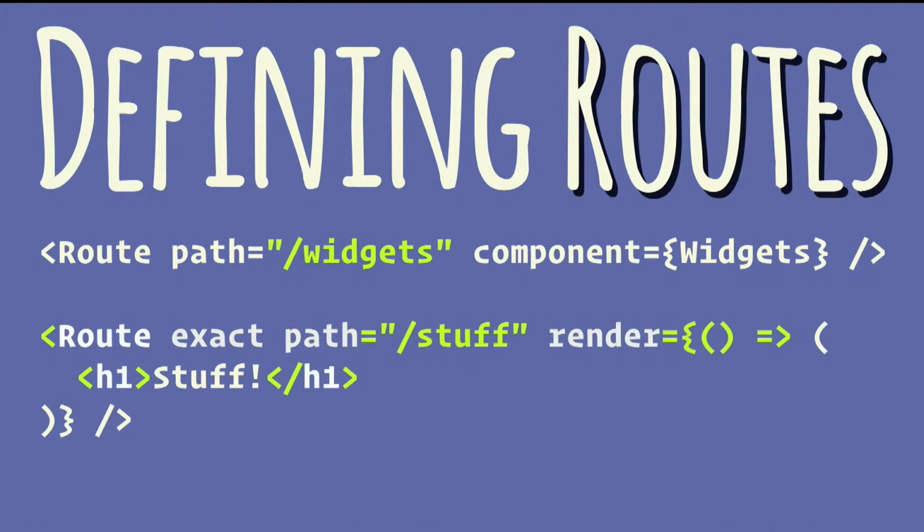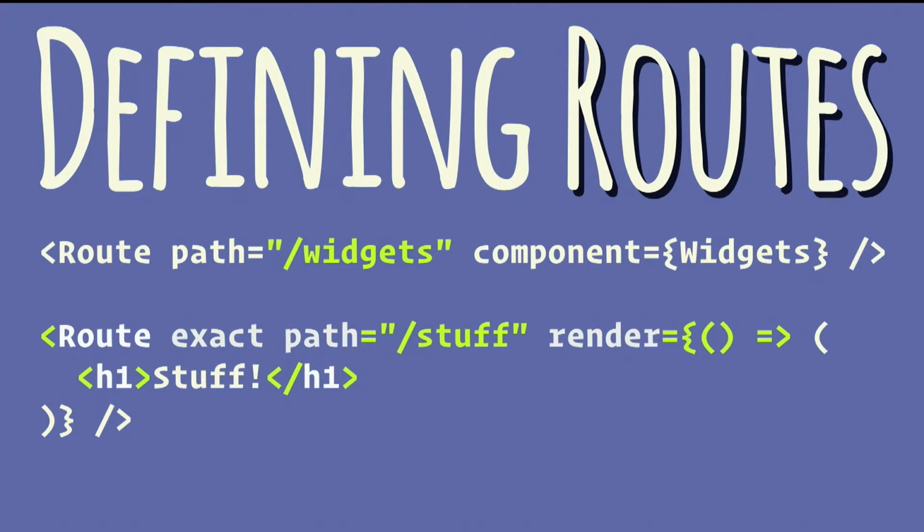Can anybody think of why you might do that instead of the other way? What's something you could do with the second way that you couldn't do with the first way? Yeah. Well, as long as you've defined the component. Can't pass any props the first way, can you? You're just telling it which component to render. So if you have any props to pass in, you would have to use a render prop like the second example. There's another difference, the word exact.